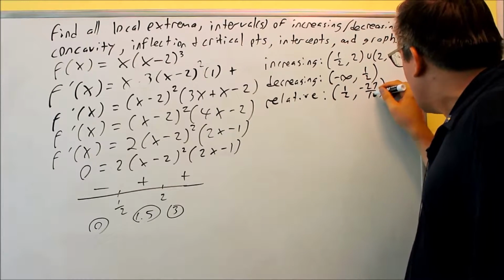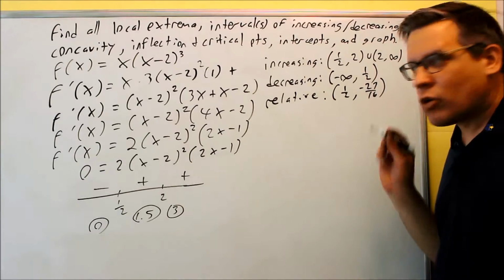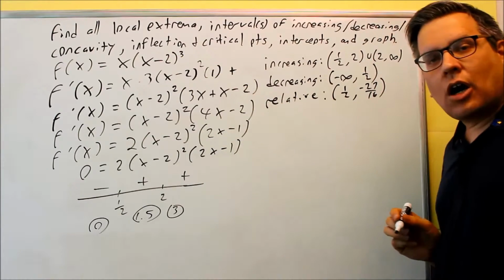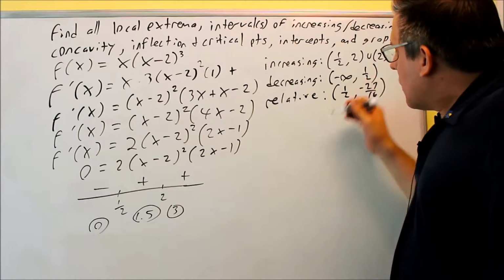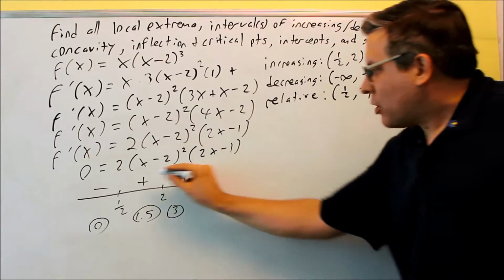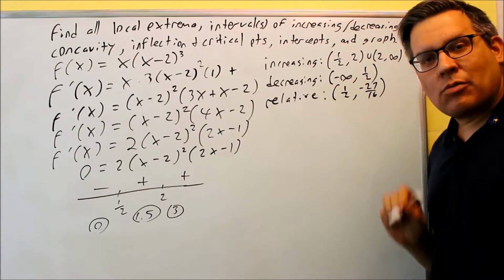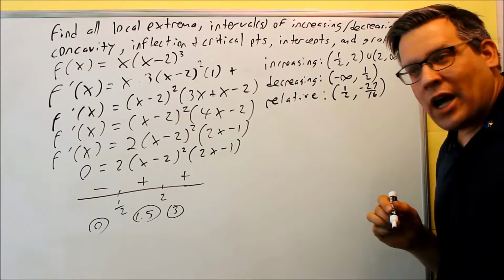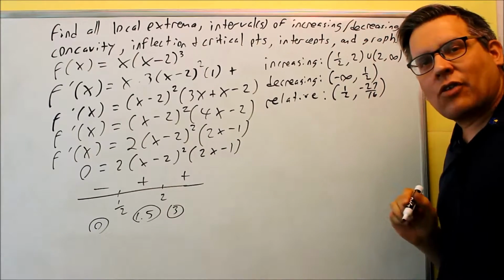You'll get, I'll just give you the answer, negative 27/16 is what you'll get when you put 1/2 back into that one. And then there's no relative max. There's a plus and a plus. So at 2, that's not going to be anything. It's no relative min or relative max. We found all the information we can from the first derivative.